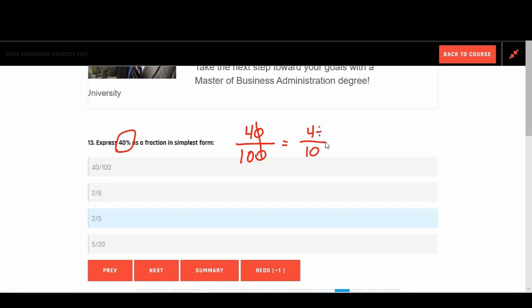We can divide top and bottom by a common factor of 2. 4 divided by 2 is 2. 10 divided by 2 is 5, which we can see right there. In the last problem, we just worked out 2 divided by 5, which got you 40%. So in this case, we went from a percent to a fraction. So in those two problems, we did both of those operations, which is a pretty good example.